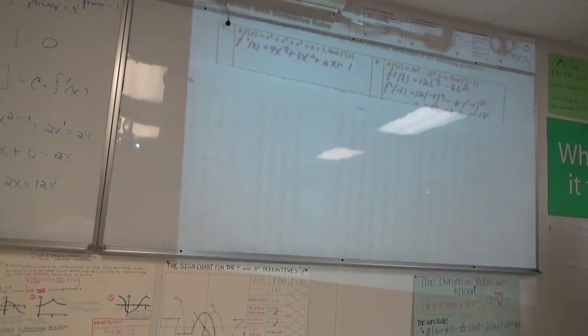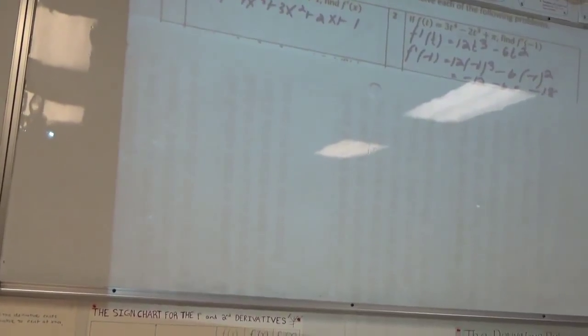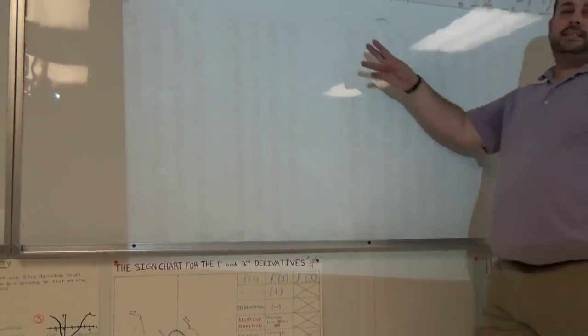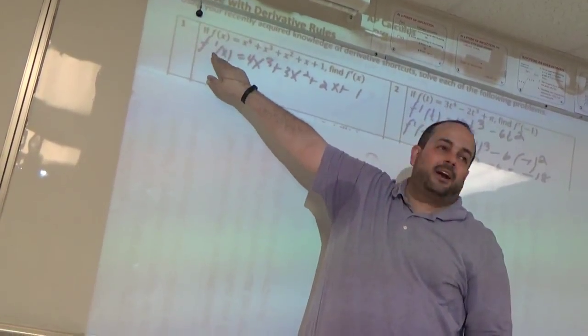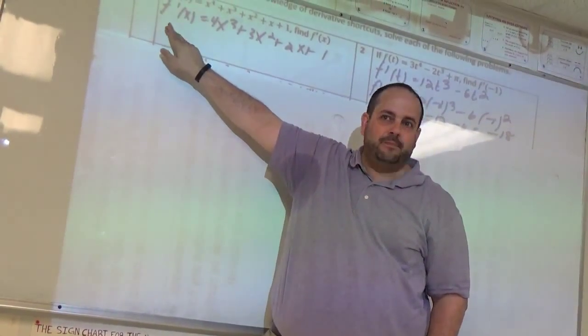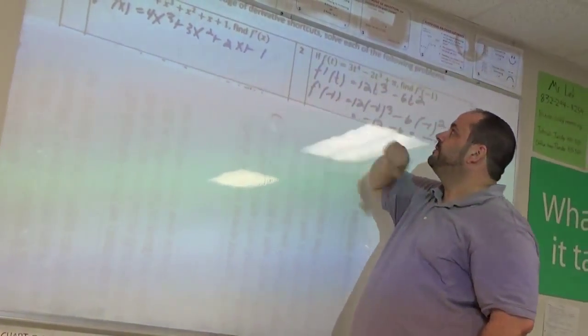Can I zoom in? Number 1: 4x cubed plus 3x squared plus 2x plus 1. Okay, one thing I did not get a chance to check on when I was walking around: if f of x is x to the 4th, you better be labeling this correctly. This is f prime of x, that's equal to 4x cubed plus all this stuff.